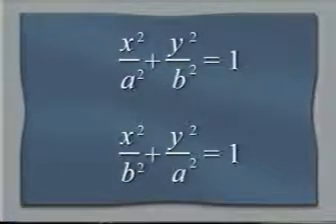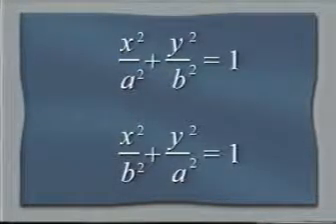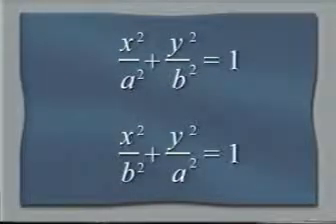Remember that A is bigger than B, so by looking simply at the equation of this form, if the number underneath the x squared is larger, then the horizontal orientation is the nature of this ellipse. If the number under the y squared is the larger of the two denominators, then the ellipse is oriented up and down along the y-axis. If A and B are equal, then the ellipse collapses into a circle, and the two foci become the center. So a circle really is a very special form of ellipse.